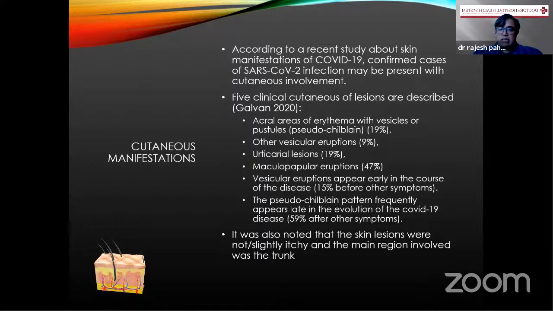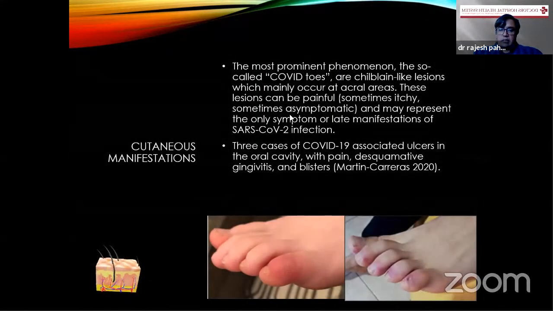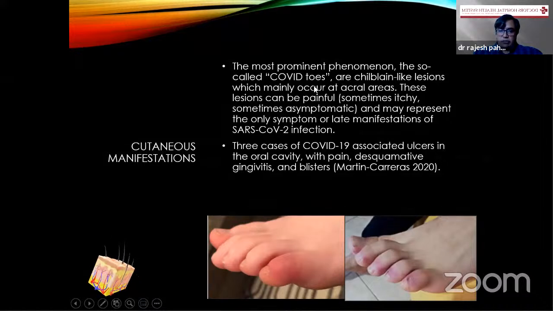It was also noted that skin lesions are mostly not or only slightly itchy, and the area of presentation is mostly the trunk of the body. There is another interesting feature which is described in the literature called COVID toes, which are chilblain-like lesions which mainly occur at the acral areas. They are sometimes itchy, sometimes asymptomatic, and it is proposed in different articles that it's possibly because of microthrombi causing ischemia of the small vessels, or it could be because of the inflammatory response which is causing the symptoms, and it's normally seen as a late manifestation of COVID-19.